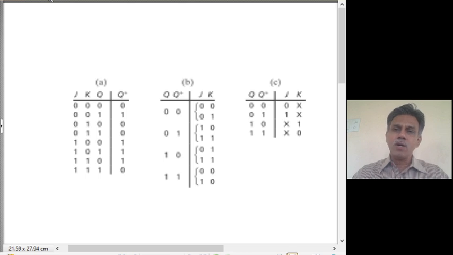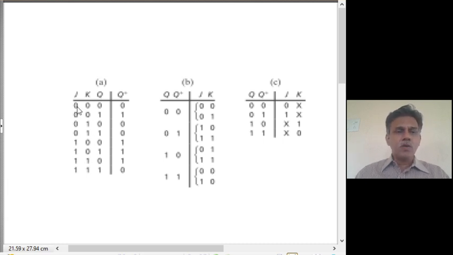We have already encountered what is called the characteristic table of the JK flip-flop, wherein we have listed out, for each combination of the J and K input and the present state, what is the next state that the JK flip-flop reaches. So, such a table is given here in A. Let us look at this characteristic table, which we have already encountered many times earlier in the analysis of JK flip-flop based designs.